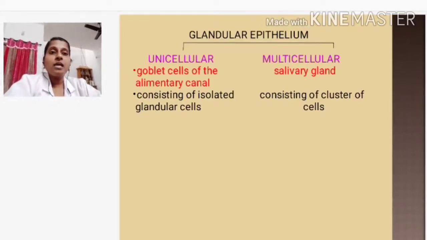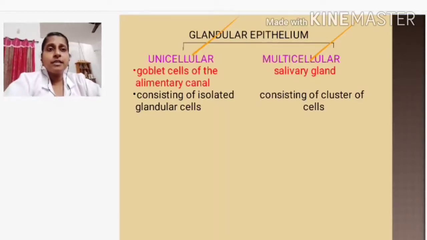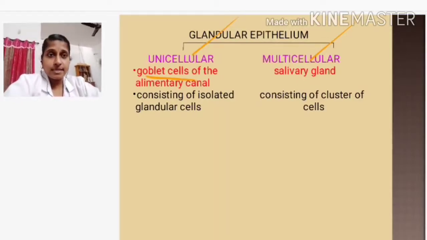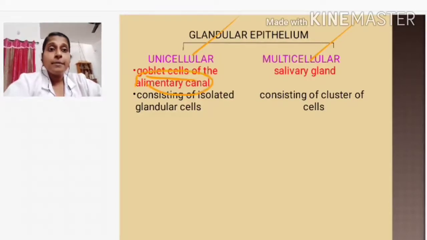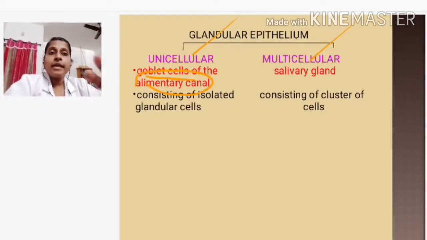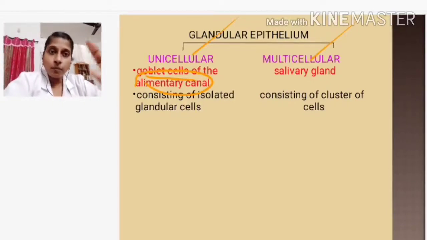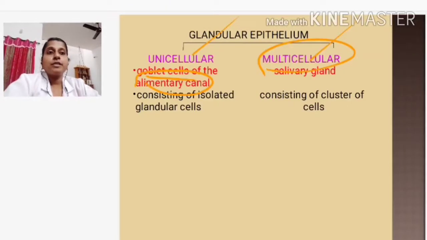So these glands, when you can see, are of two types. One is unicellular gland and another one is multicellular gland. Unicellular gland is present in cells, goblet cells is the name of the cells, which are specially present in the alimentary canal. So they are glandular cells which are unicellular in nature, means only one gland within a cell you can find.